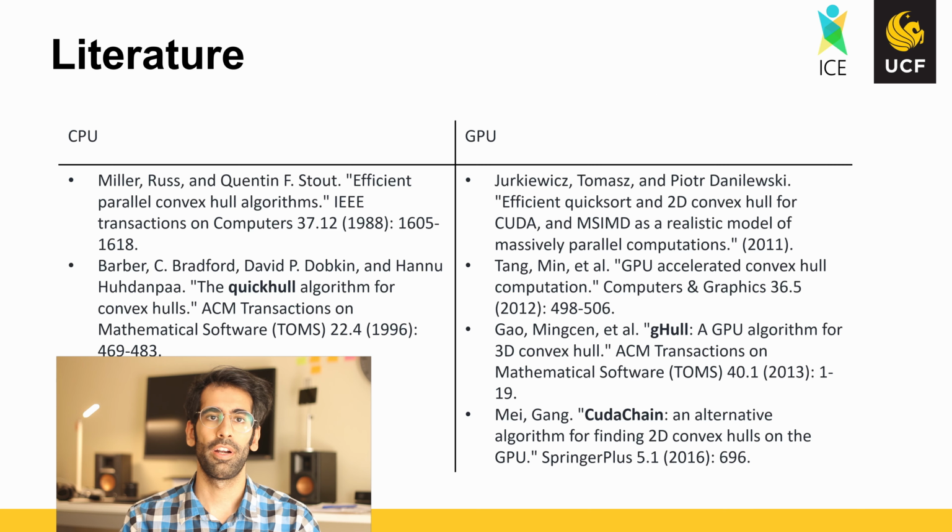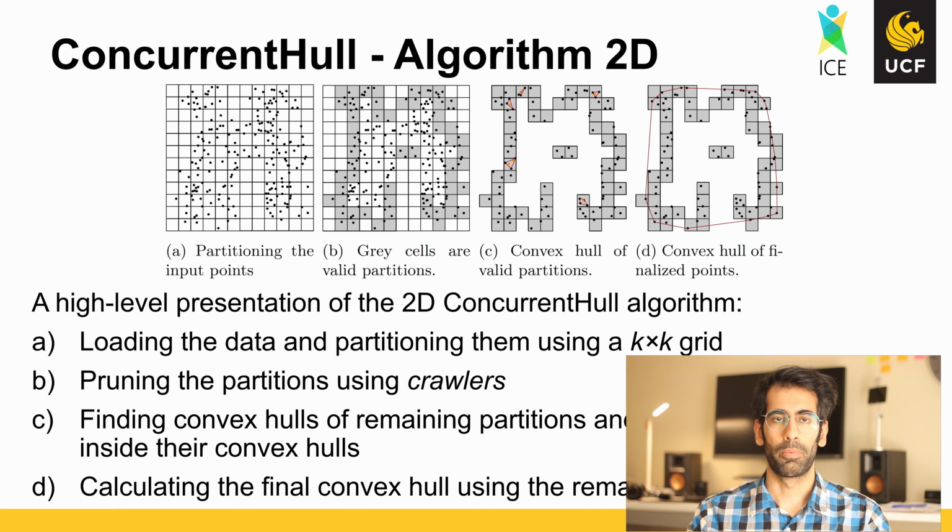Among the literature, there are three projects that have their code publicly available: QuickHull, GHull, and CUDA chain. QuickHull is one of the oldest ones that is available for CPU computation, and it is available for 2D and 3D points and higher dimensions. GHull works on GPU and it works for 3D points, and CUDA chain works on GPU and it's for 2D points. Now let's look at how our approach works.